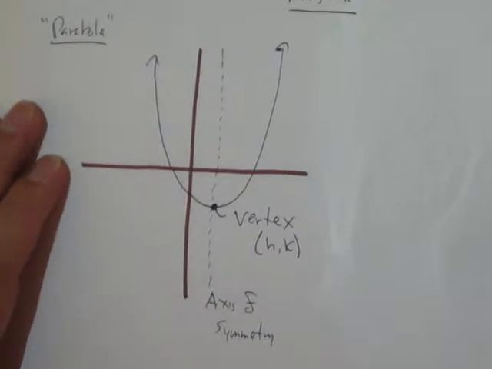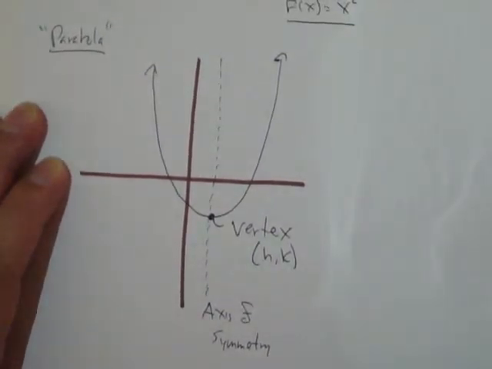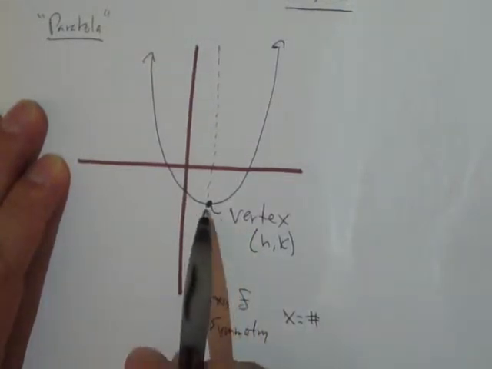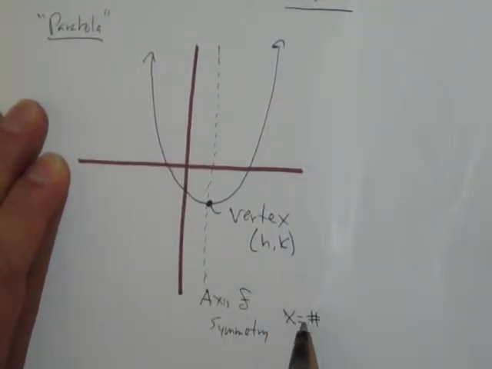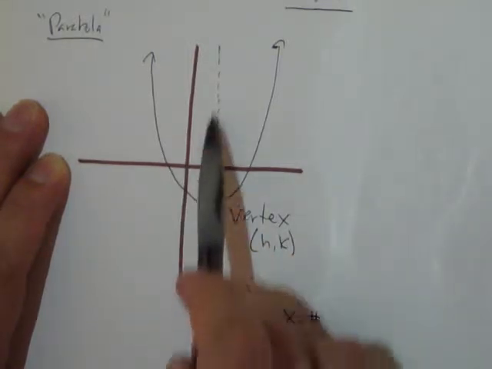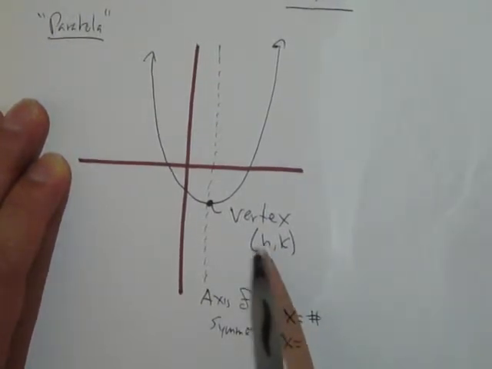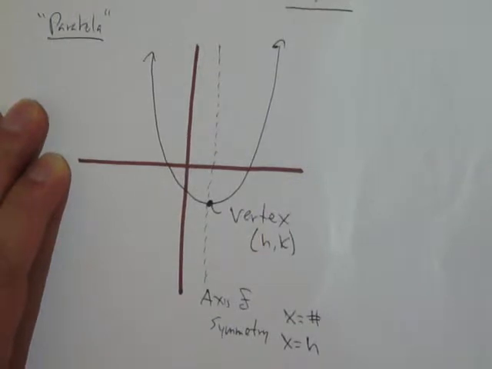And if you remember, the equation for a vertical line is x equals some number. Now the thing is, it goes through the vertex. So the x equals some number is going to be the same number as the x value of the vertex, because it has to go through the vertex. It goes through all the points, x something. So the number we're going to use is the x value of the vertex. So h, whatever that number is, the equation for the axis of symmetry is x equals h.